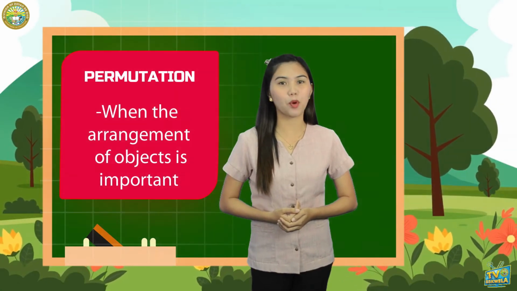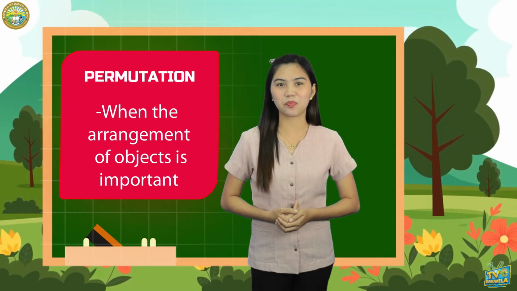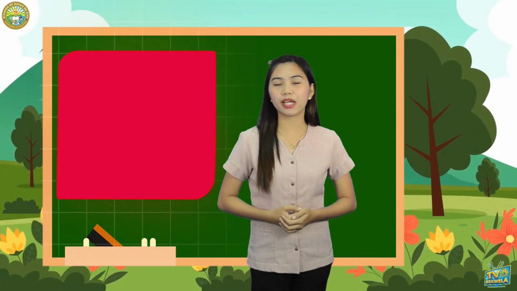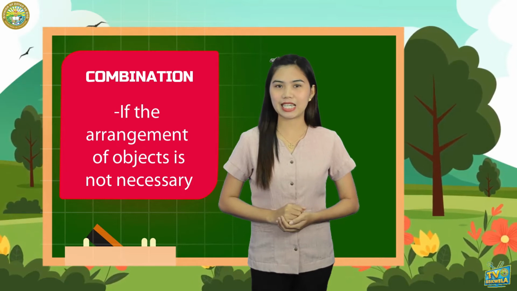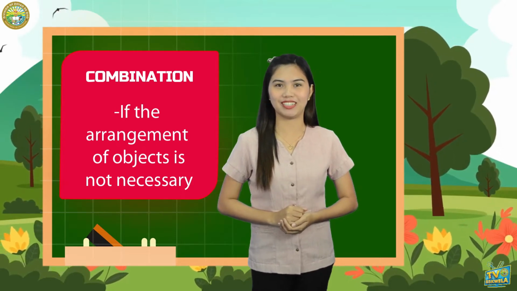In our previous lesson, we were able to illustrate permutation. When the arrangement of objects is important, then it is permutation. But if the arrangement of objects is not necessary, then it is said to be a combination. In the next activity, I will show you how to solve problems using the combination of n objects taken r at a time.